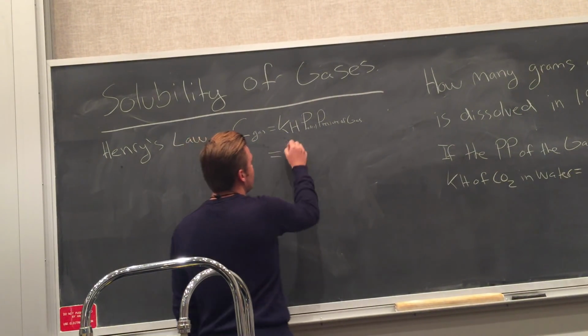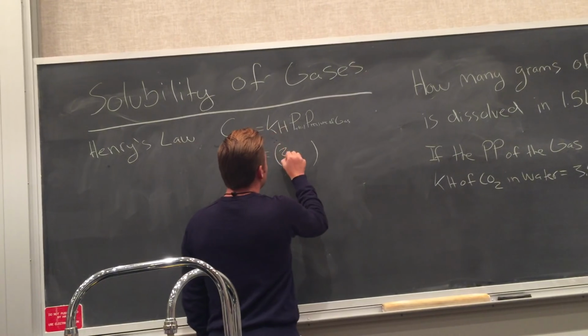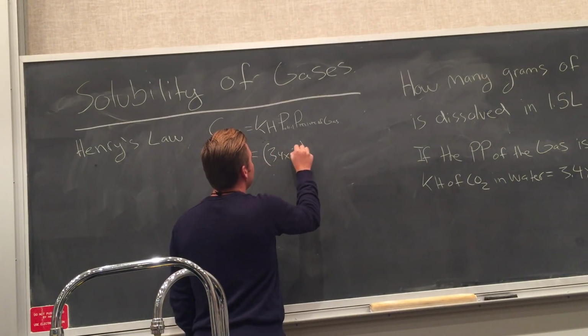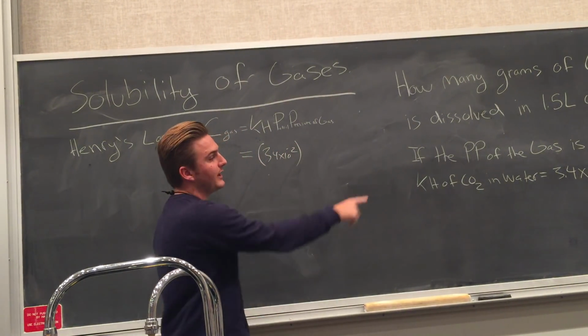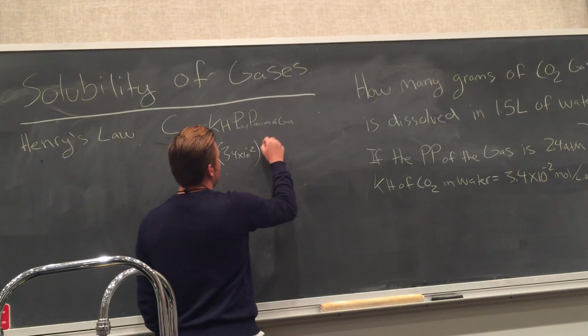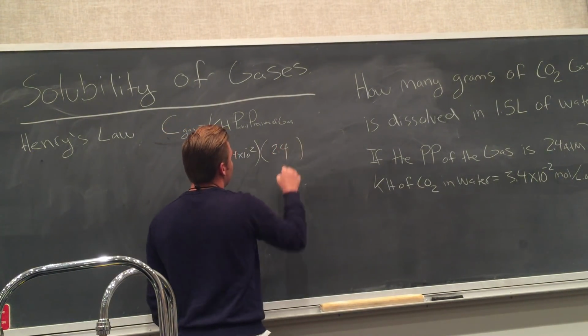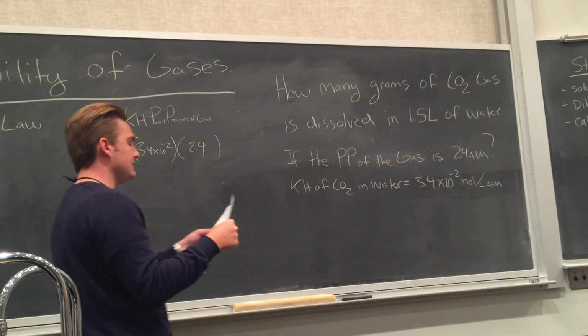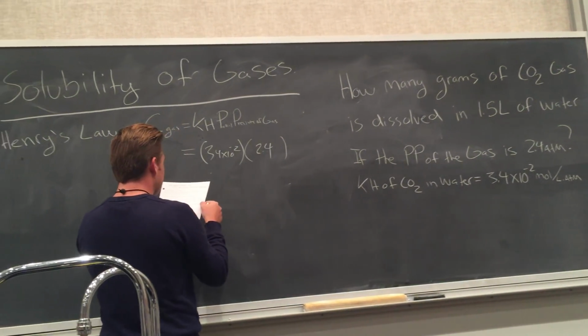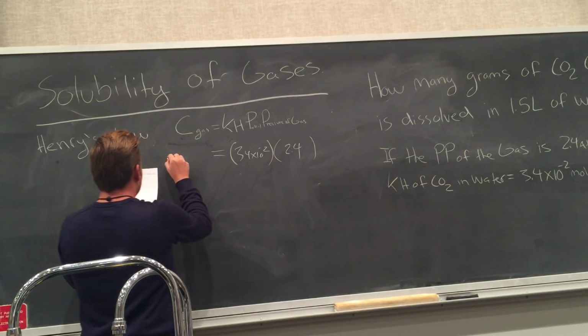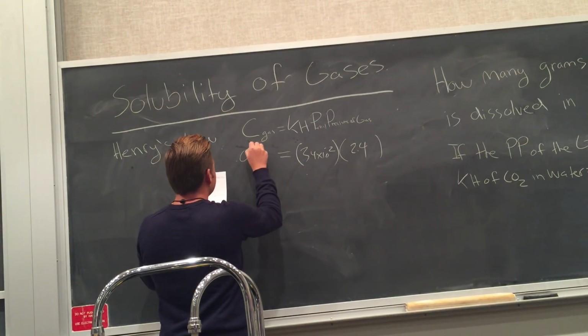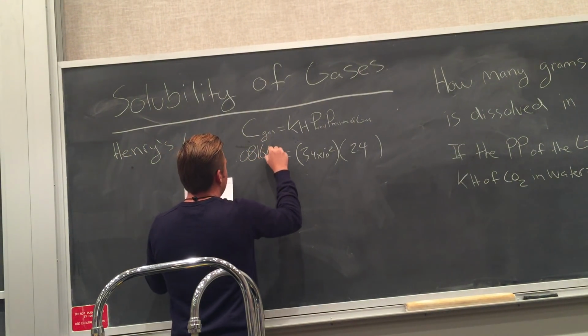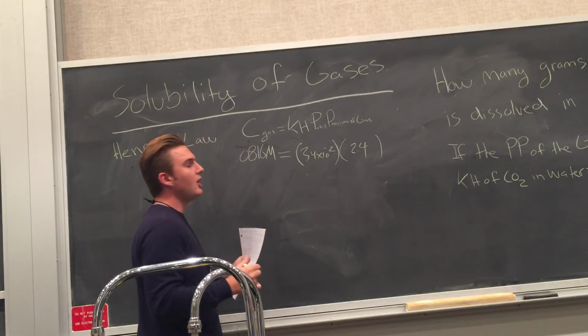We know what the KH is, right? 3.4 times 10 to the negative 2. I'm going to leave out the units, but I wrote the units right over there, okay? Times the partial pressure. And when I do that, I should get the concentration of that gas. Okay? And let me make sure I did it. This is what we would get. Okay? Moles per liter.